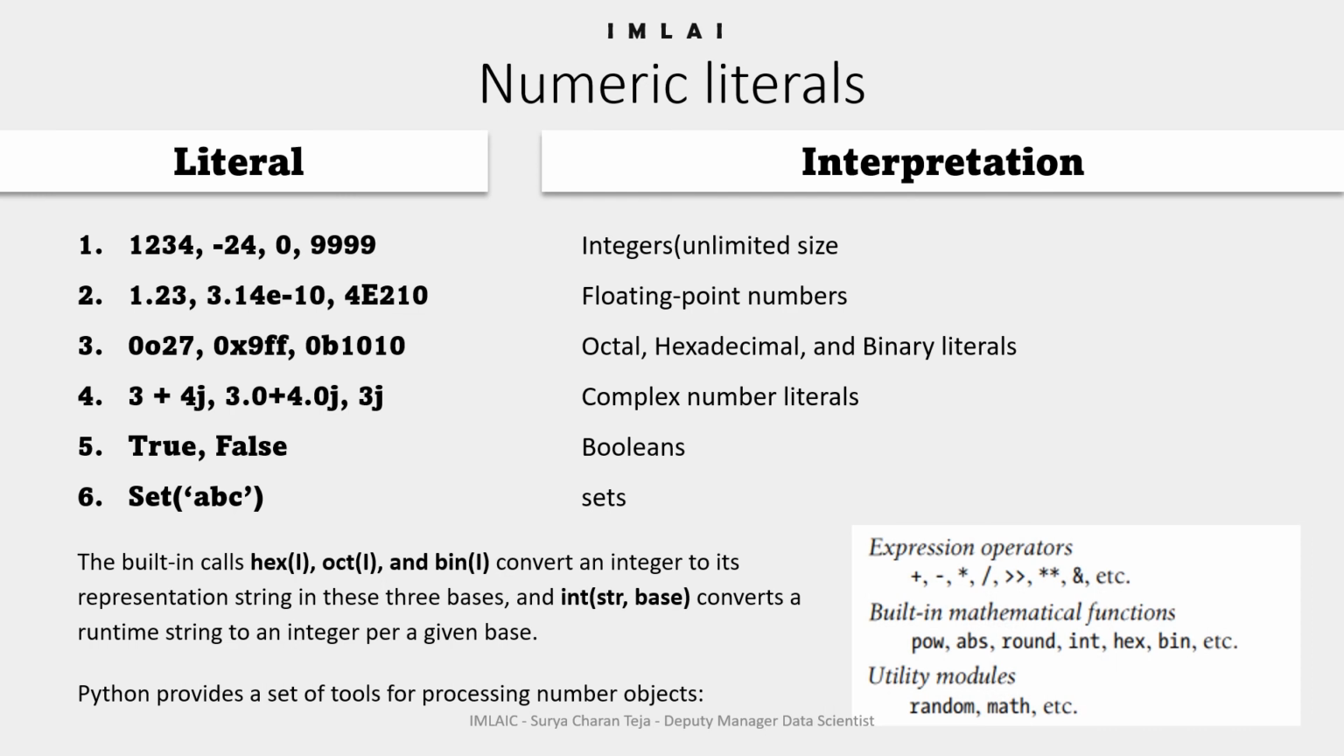We'll look into them here: expression operators, then built-in mathematical functions such as pow, abs, round, int, hex, bin, and utility modules. Modules we have discussed earlier. We have created a module named module1. Similarly, there is a file random.py with some functions written in it. When you import random, you can access the functions in it through a namespace. We will look into these topics one by one, but for now we will code.